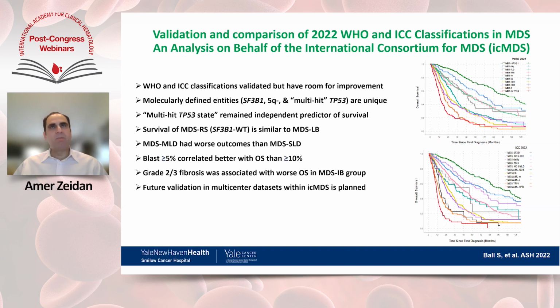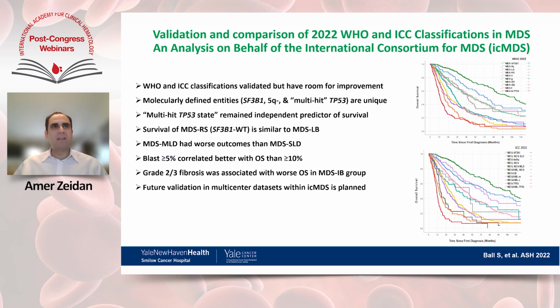One of those efforts came from the International Consortium for MDS, ICMDS. And you can see I tried to sum the entire abstract in one slide. So the first thing you can see to the right is that both the ICC and the WHO classifications are prognostic, meaning when you look at the overall survival according to the subtypes, you can see significant separation of the curves. And the best prognosis, as expected, is for MDS with SF3B1 mutations. And the worst prognosis is for MDS, especially high-risk MDS with TP53 biallelic alterations. So I think both of those findings were expected.